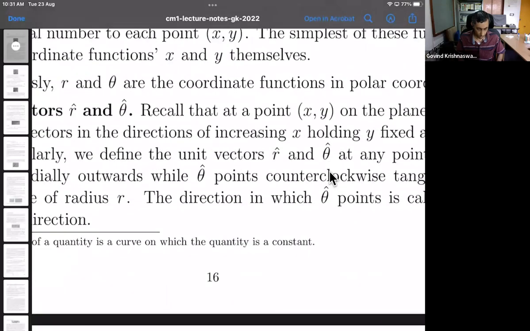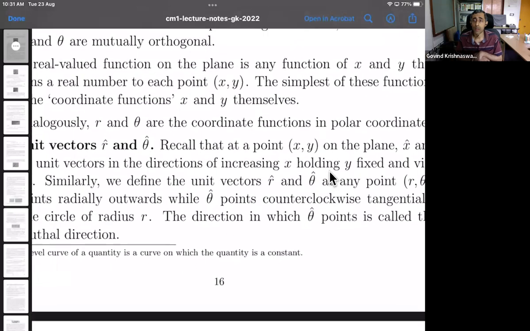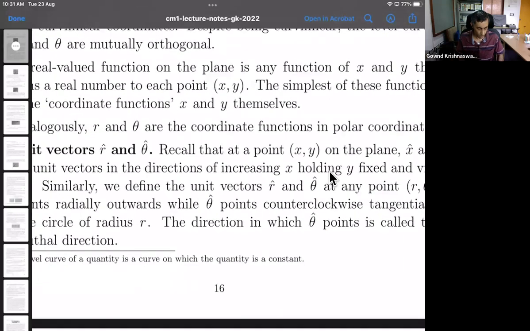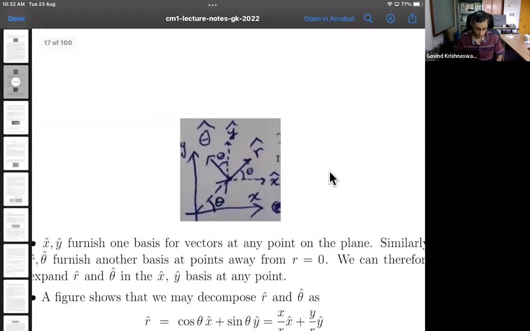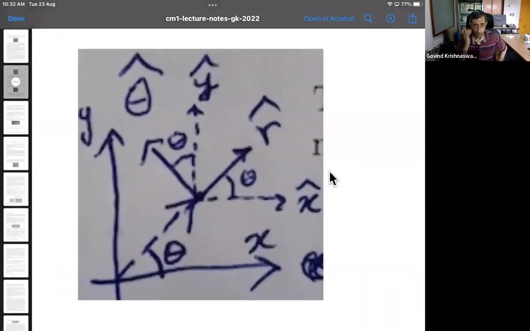And then we extended the notion of the basis unit vectors x hat and y hat to r hat and theta hat. So they were vectors that pointed in the direction of increasing r holding theta fixed, that's r hat, and similarly theta hat. So that is shown in this figure. At any point, you can pick your point other than the origin, because this coordinate system breaks down at the origin. So you pick a point which may have coordinates x comma y. Then at that point, the radially outward pointing vector of unit length is called r hat, and the tangential vector pointing counterclockwise is theta hat.